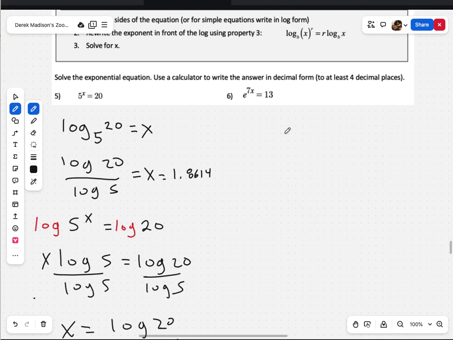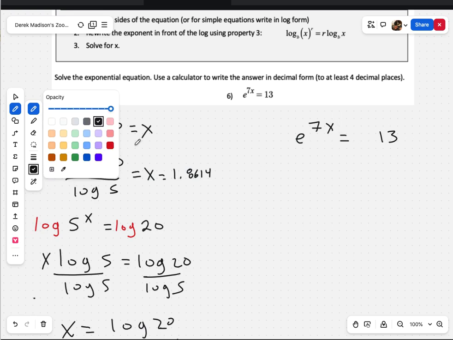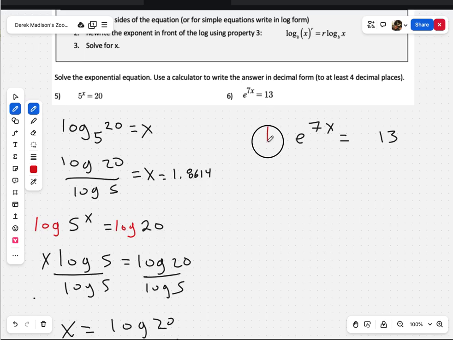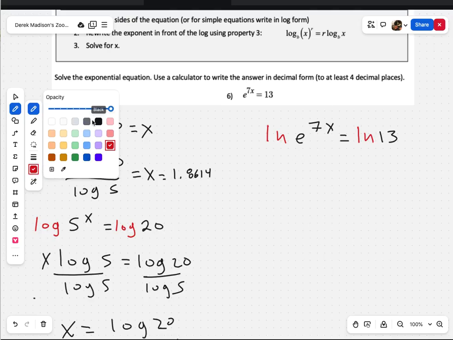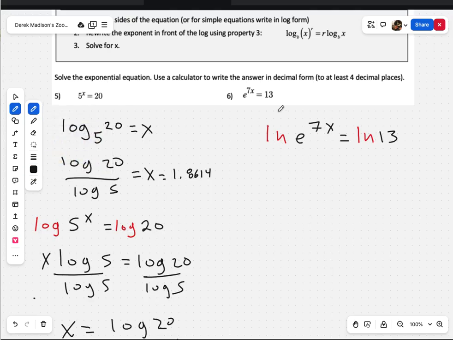So for this next one, let me rewrite that a little bigger down here. We have a base e. So anytime we see base e, we want to put natural log with that because it's going to make the simplifying a little bit easier. So I will natural log both sides. I can also use change of base with e if I preferred. Bringing the 7x down front leaves 7x ln e equals ln 13.